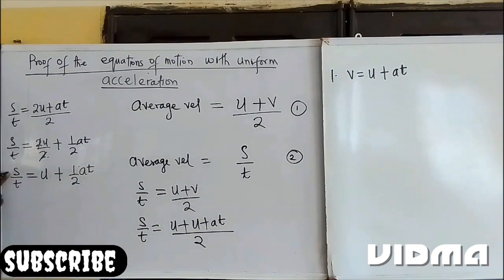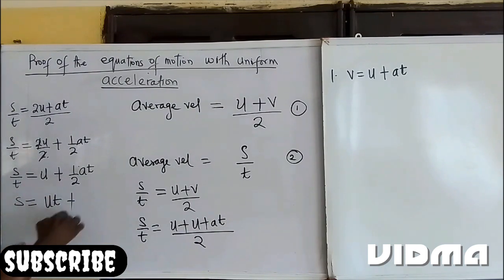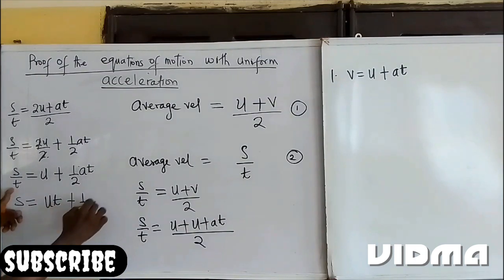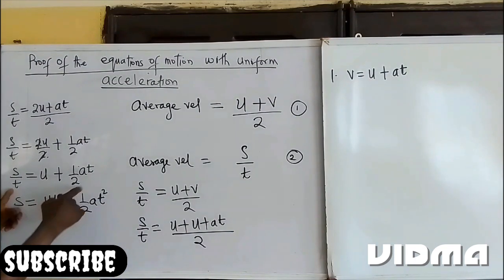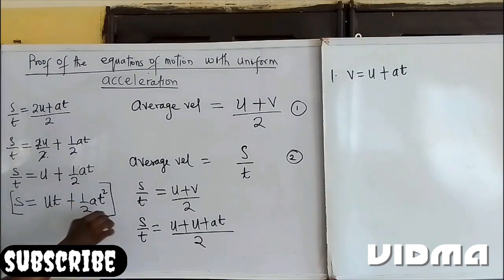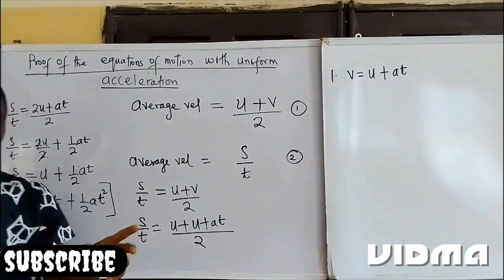So I want to make S the subject of the formula. What will I do? I will multiply both sides by T, so as to eliminate this T at the denominator in this left hand side. So S will be equal to U times T, that's UT, plus half AT times T, that's half AT squared, because T times T is T squared. And this gives us the second equation of motion with uniform acceleration.